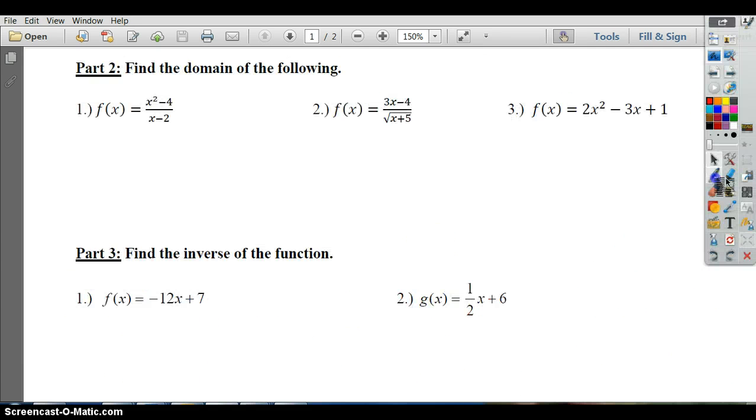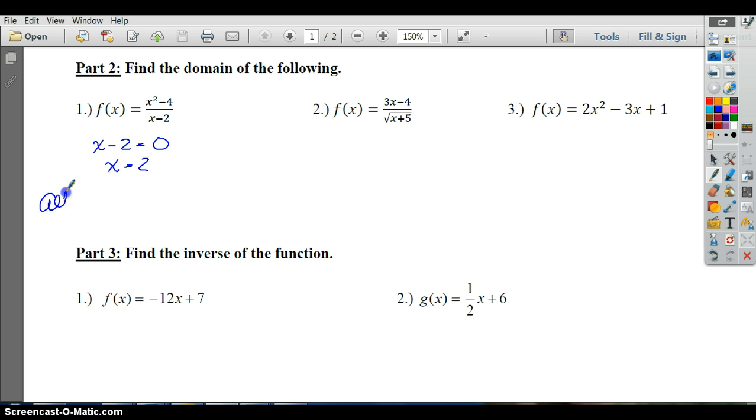Shifting down to part 2, we're talking about finding the domain of the following. Remember, domain is all the values of x that will work. So if we're looking at number 1 here, the only thing we can't have in this denominator is a 0. So all I have to do is set x minus 2 equal to 0, solve for that, x is 2.